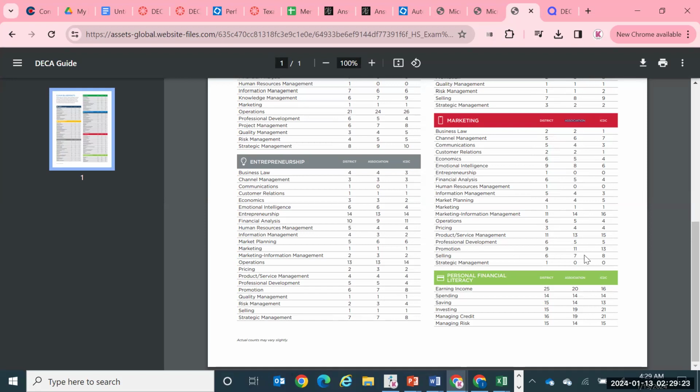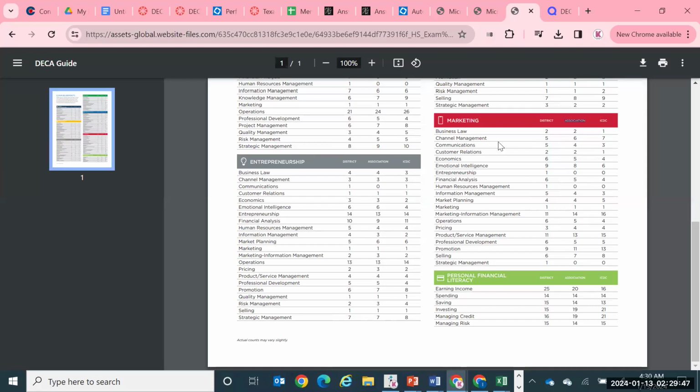Well, if I notice that I didn't get any of the marketing information wrong, then maybe I don't want to spend my time, even though it's 14 questions, studying that because I did really well on that. Does that make sense? Or if you notice that you got a lot of product service management questions wrong, then you're not going to want to forget to study that one.